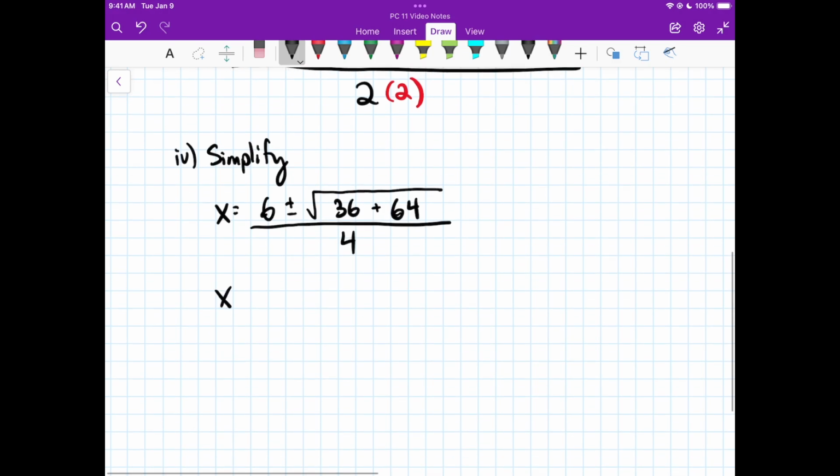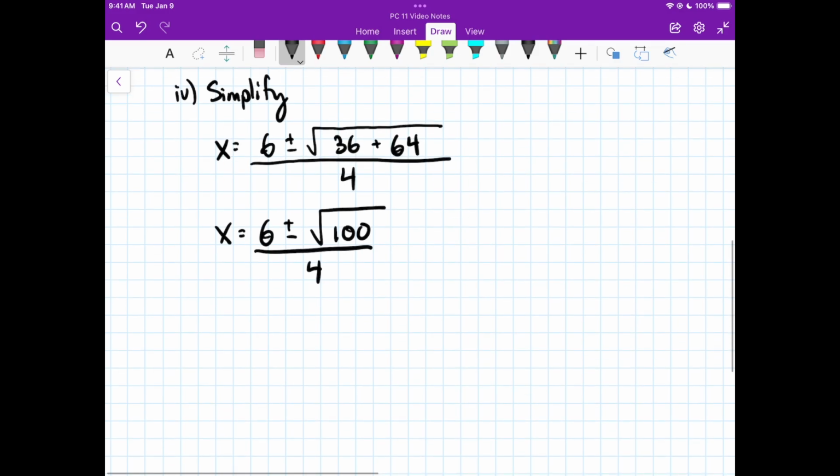We can go a little further with this, so we're still going to leave that as 6, plus or minus the square root of 100, once we add those, also over 4. And then depending on whether this is a root that you can do cleanly or not, sometimes you're going to stop here, sometimes you're going to go a little further. In this case, since square root of 100 is a really nice one, we're just going to do that. And so we'll get x is 6 plus or minus 10 over 4.